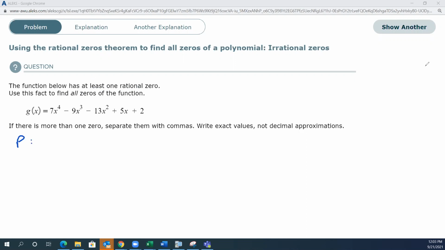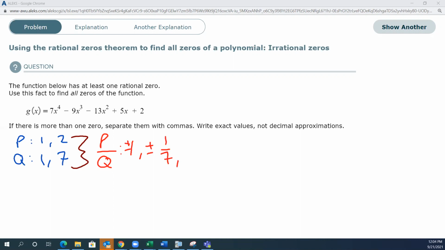My p's are going to be 1 and 2. That's what divides into the constant. My q's are going to be just 1 and 7. Oh man, we're working with prime numbers. This is wonderful, because that means there's not as many choices. All right, so our p over q numbers are going to be plus or minus 1 over 1, plus or minus 1 over 7, plus or minus 2 over 1, I'll just say 2, and plus or minus 2 over 7.